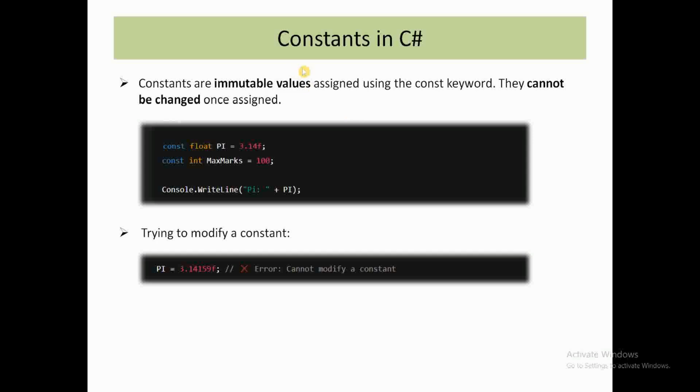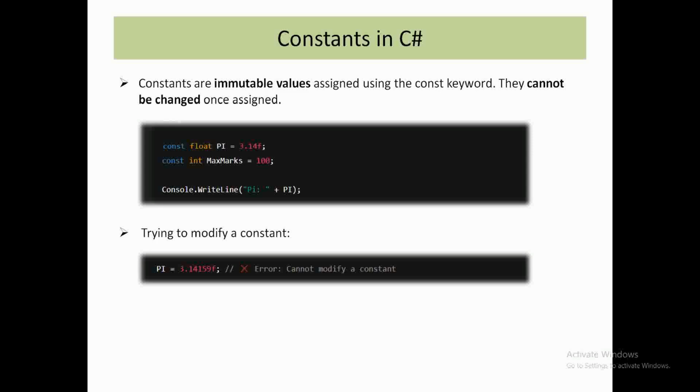Next we have constants in C#. Constants are immutable values assigned using the const keyword. They cannot be changed once assigned. Constant values are immutable, which means we cannot change them. If we assign a constant at the start, we cannot change it throughout the program. It will be the same throughout the program.